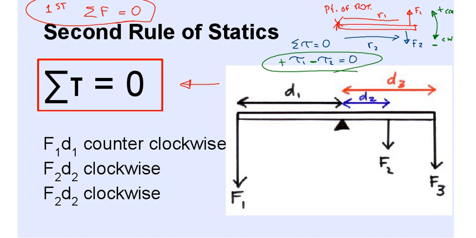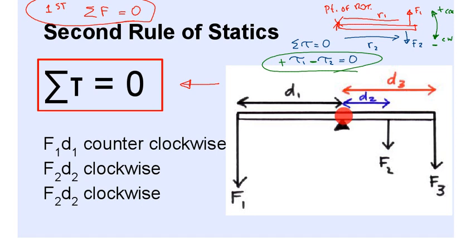In the picture down here at the bottom, I've got a beam. And usually there's some kind of long, skinny object here. And so we call these beam problems. This one has 3 forces applied to it. The point of rotation is right there.